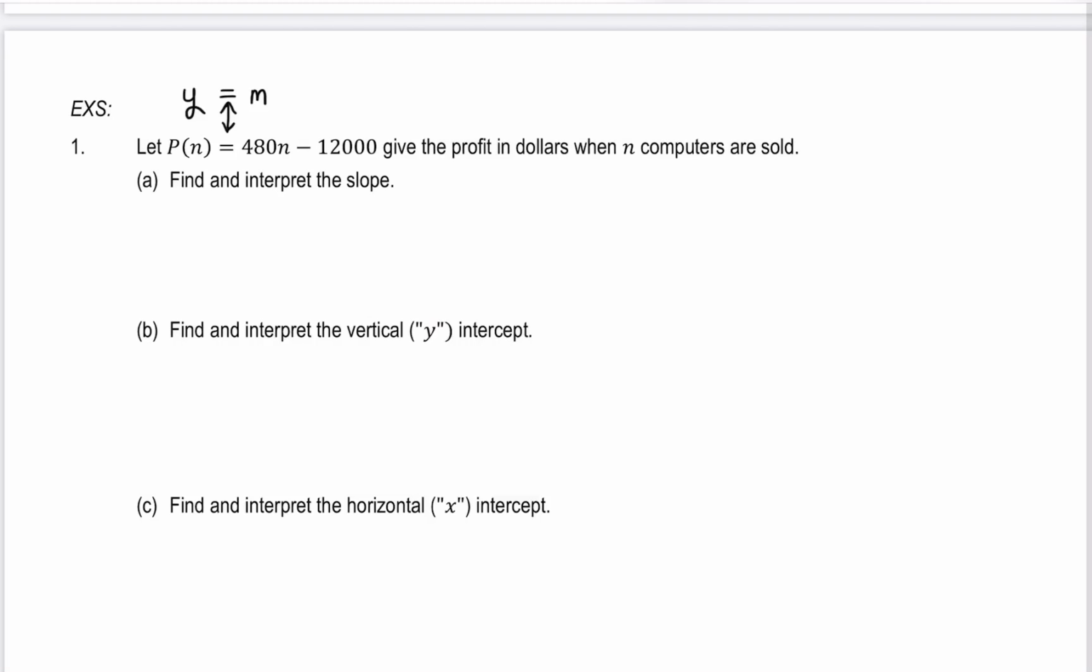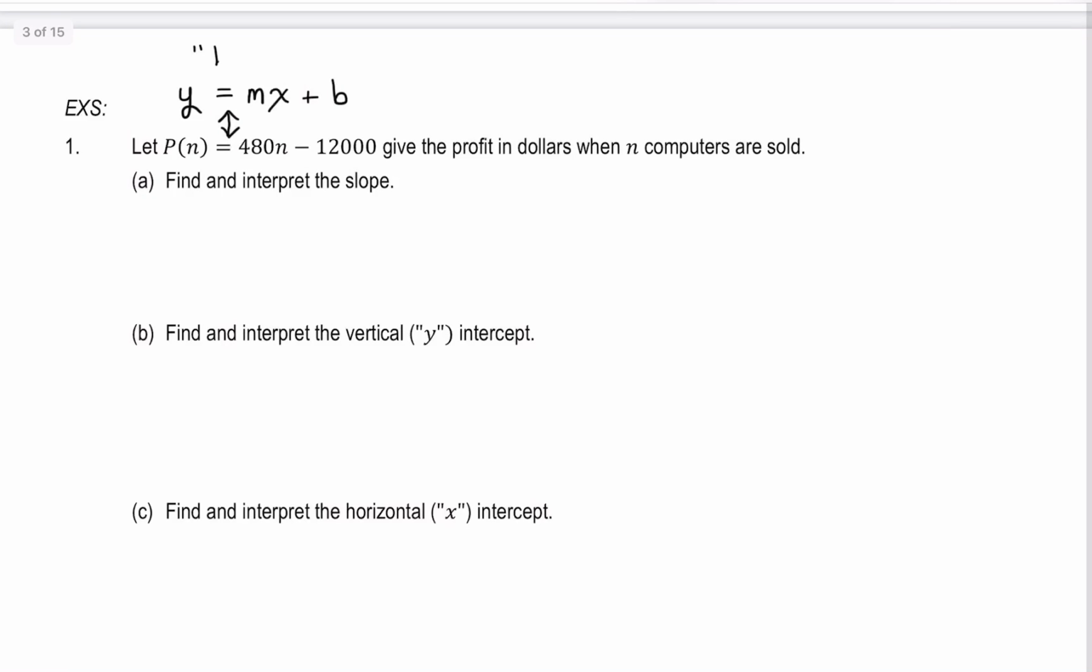N is what we often use as an x, so the input or the independent variable here, instead of being an x, is n. And we have it solved for y. So we have it in the form, my whole point here, y equals mx plus b. I want you to make that connection. So as we're looking at part A, it says find and interpret the slope.